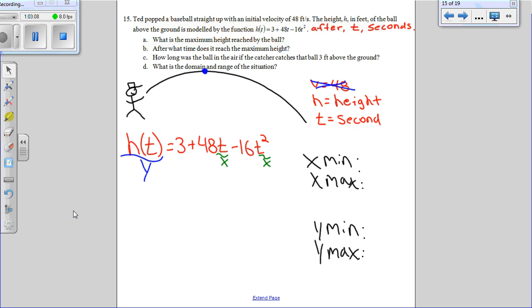X minimum. Which variable was x in our equation? Time. And we're talking about time after I hit a ball. So what's the least amount of time after I hit a ball that could have passed? 0 seconds. So 0 is a very logical minimum time to have passed. Maximum time, x max. What's the most amount of time that seems reasonable for a ball to be in the air?